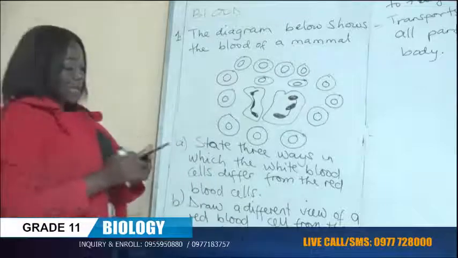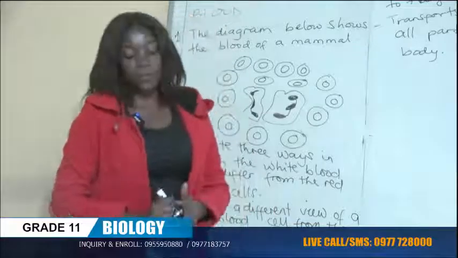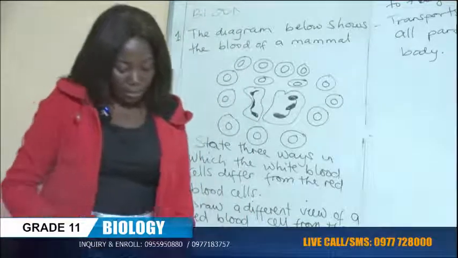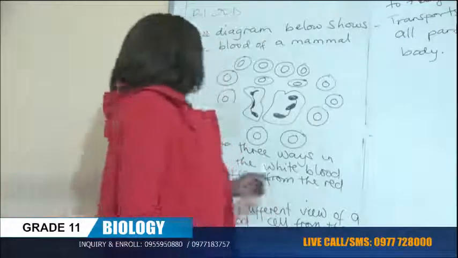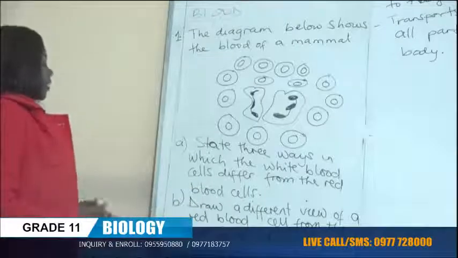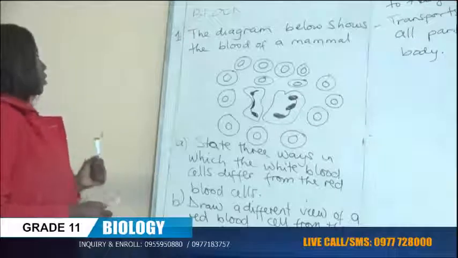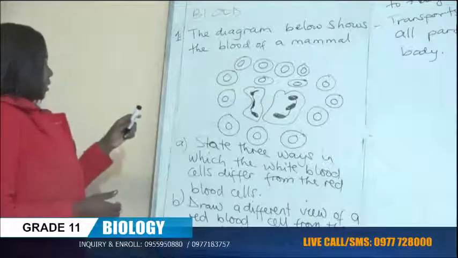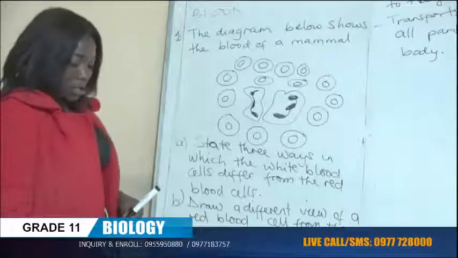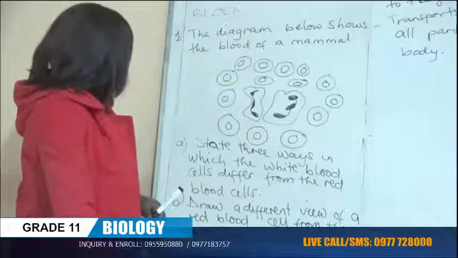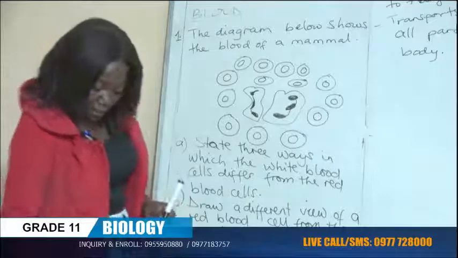Okay, so last time I came with a chart showing the different views of a red blood cell. I brought a side view and a front view. So today the question says draw a different view of a red blood cell from the one given above. The diagram below shows the blood of a mammal. That's the diagram. State three ways in which white blood cells differ from red blood cells. B, draw a different view of a red blood cell from the one given above.